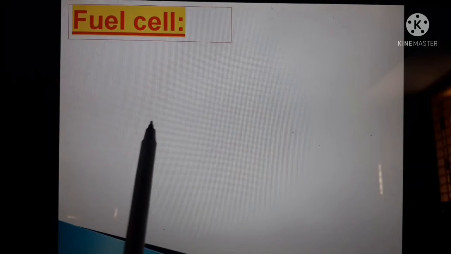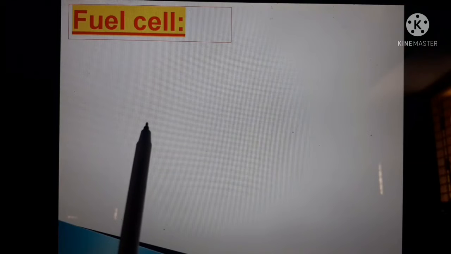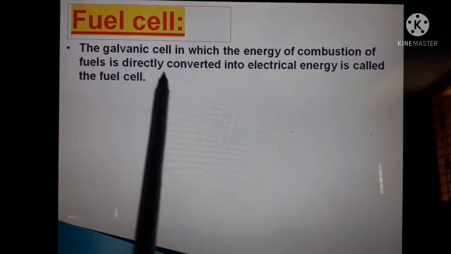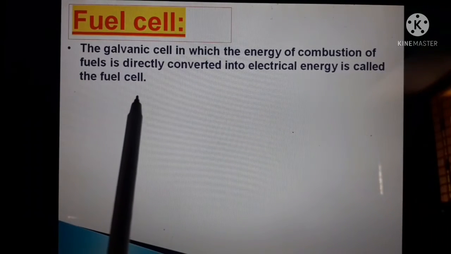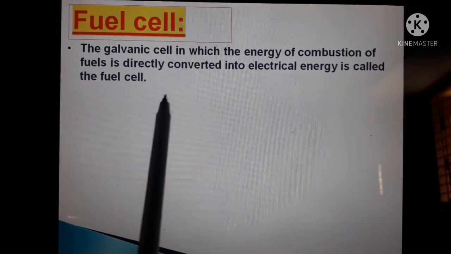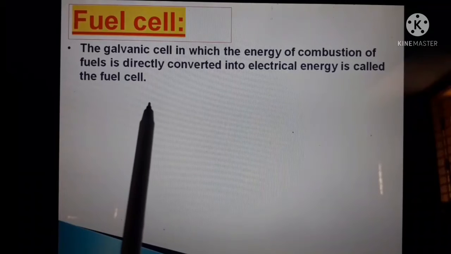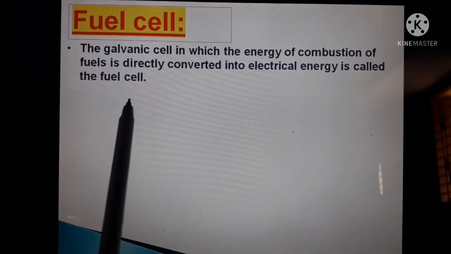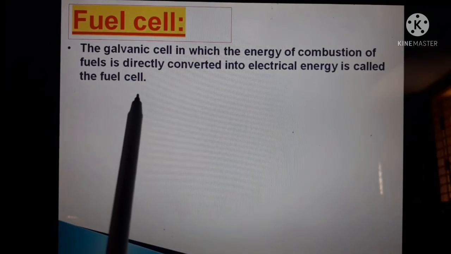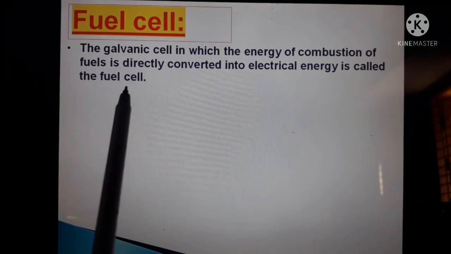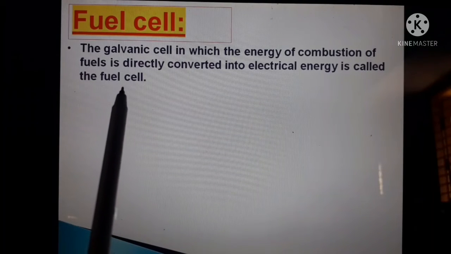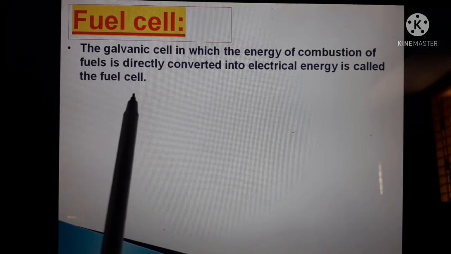Now, fuel cell. The galvanic cell in which the energy of combustion of fuels is directly converted into electrical energy is called the fuel cell. What is the fuel cell definition? Very important. The fuels are burning and converted into electrical energy. This is the definition for fuel cell.